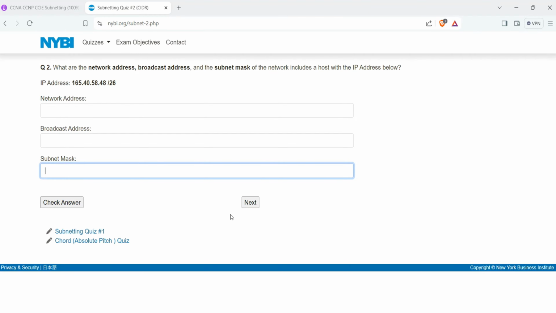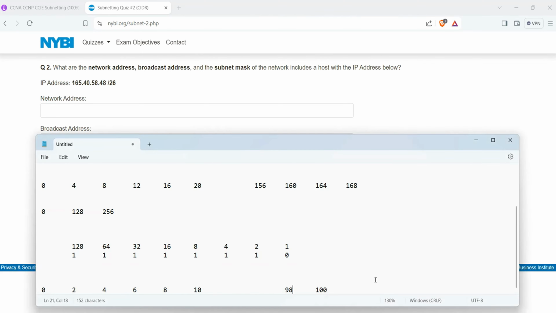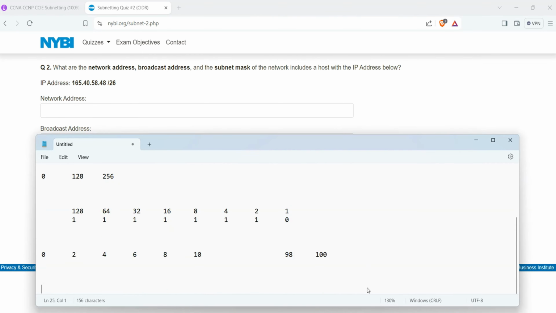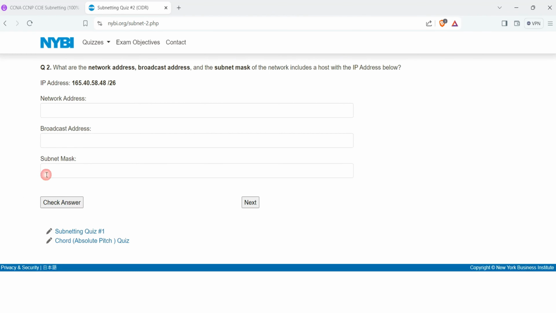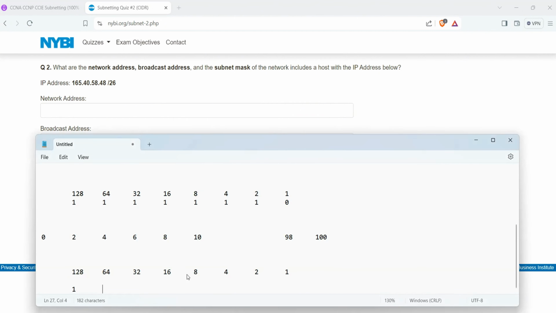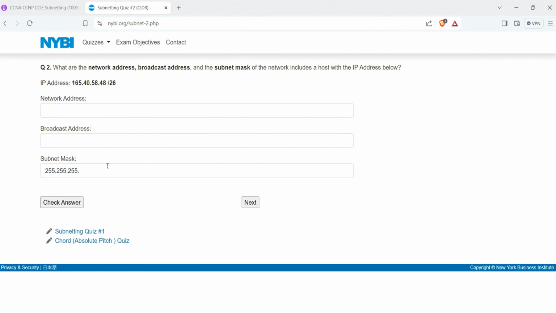Okay, a slash 26. Let's go back right over here. Slash 26. 128, 64, 32, 16, 8, 4, 2, 1. How do I get a slash 26? Well, I know that there's three 255s, which is a slash 24, 8 bits, 8 bits, 8 bits, 24 bits. I need two more bits. 11000000. Okay, so which means 128 plus 64 is 192. So my subnet mask is a 192. The first three octets don't change.